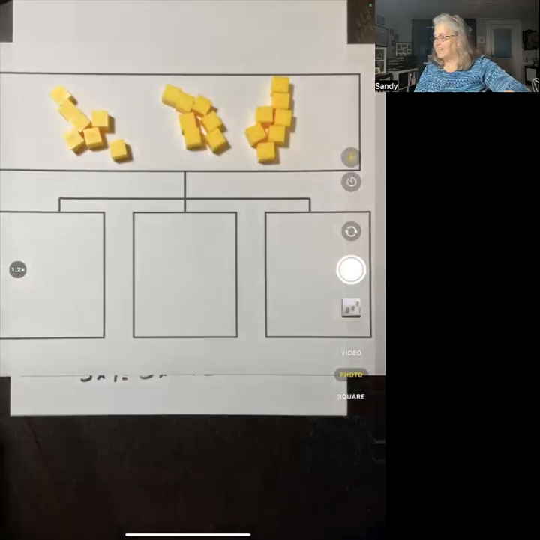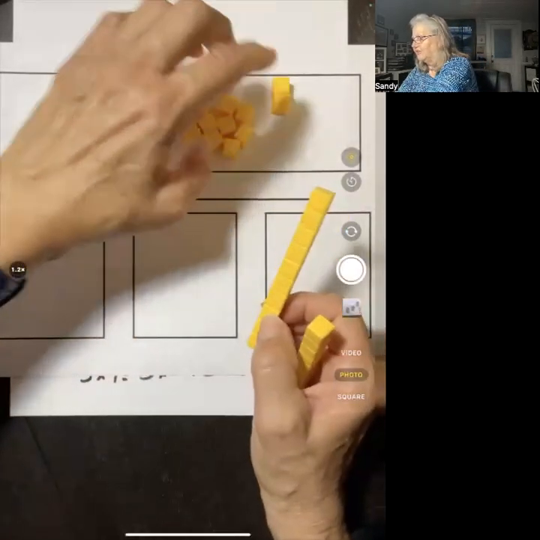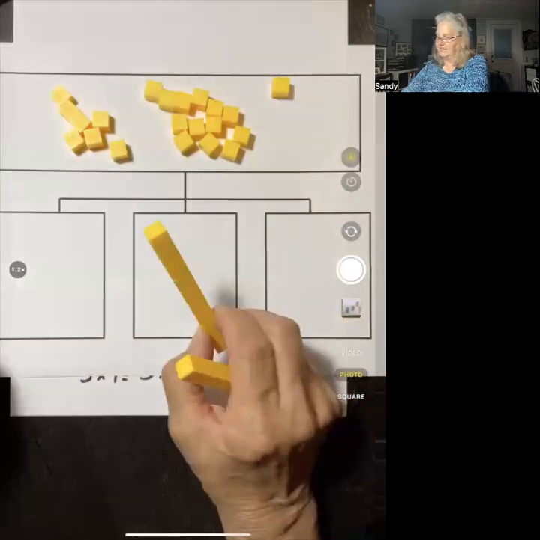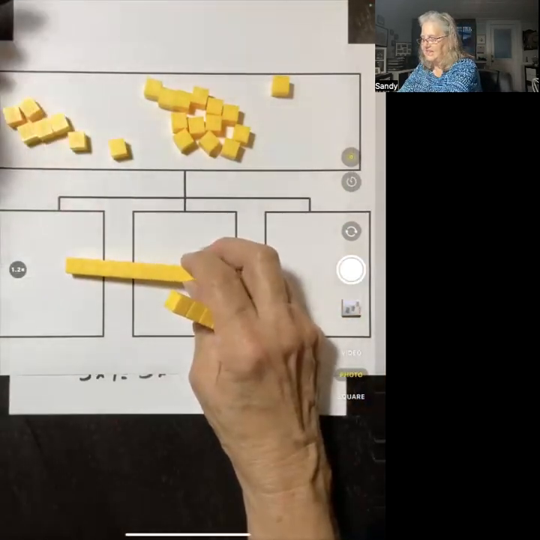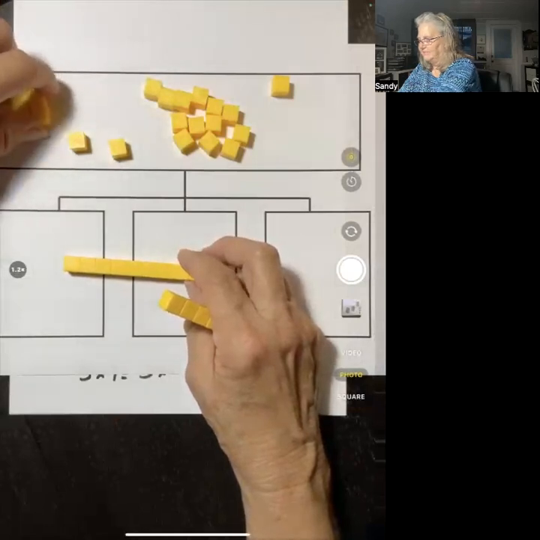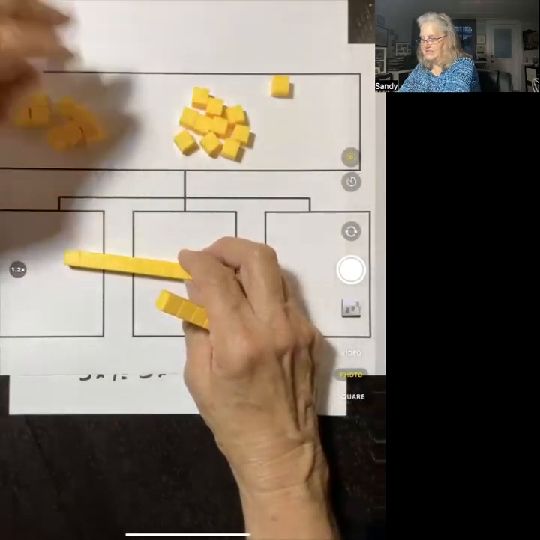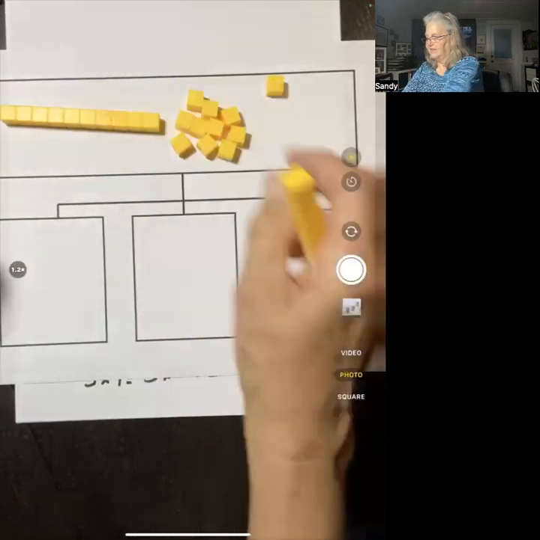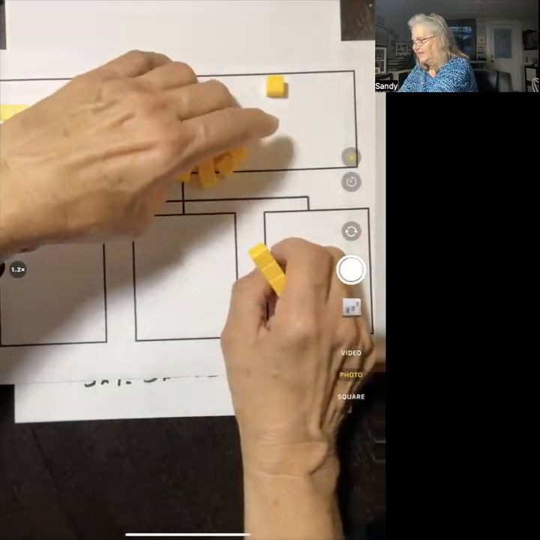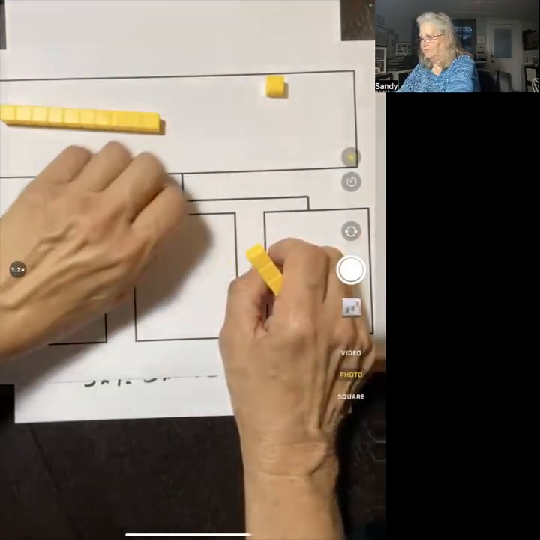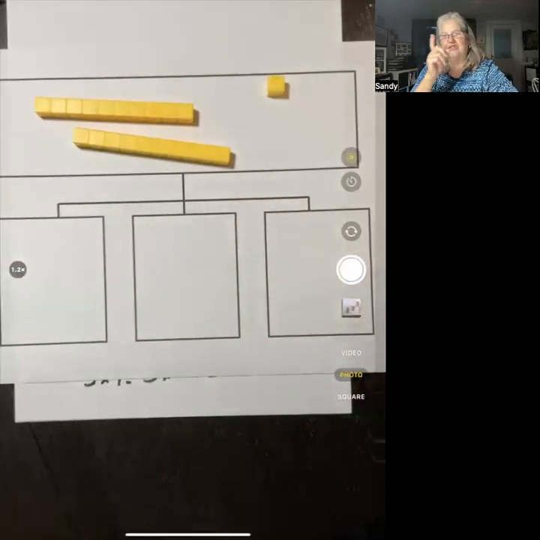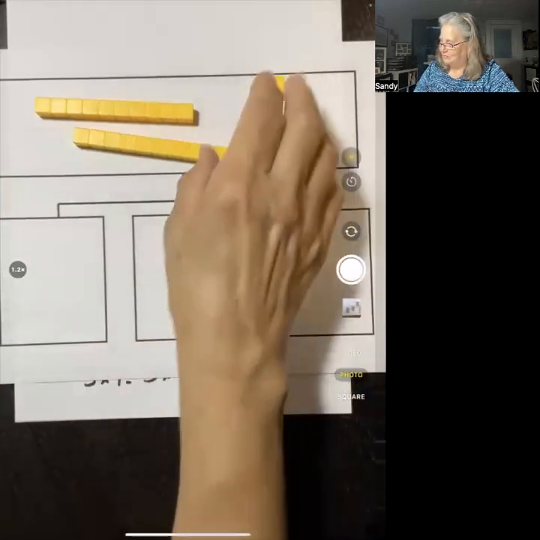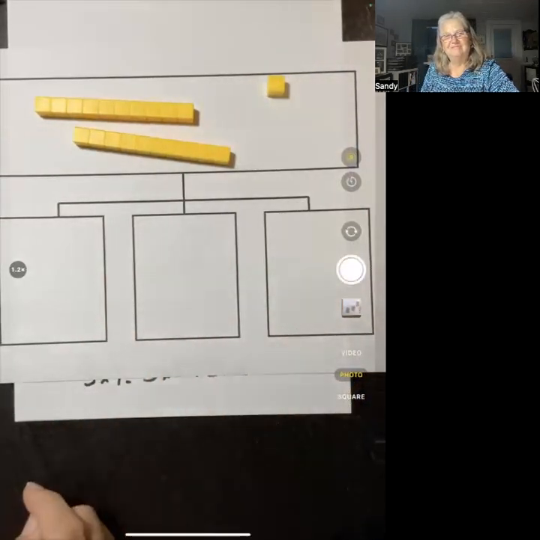Now, let's say I had asked your children how I could make the same quantity using fewer pieces. And that would be actually taking out, I'm going to replace 10 of these with a rod of 10, and these 10 with a rod of 10. And now I've got the 21. The trick is I want to separate 21 into 3 equal groups.